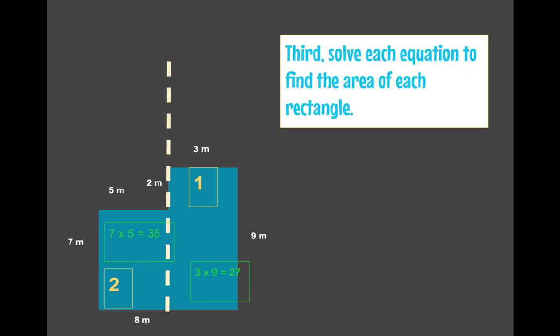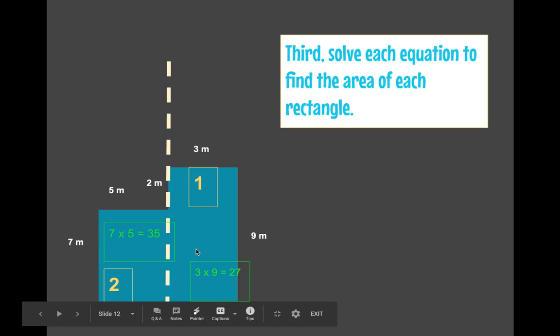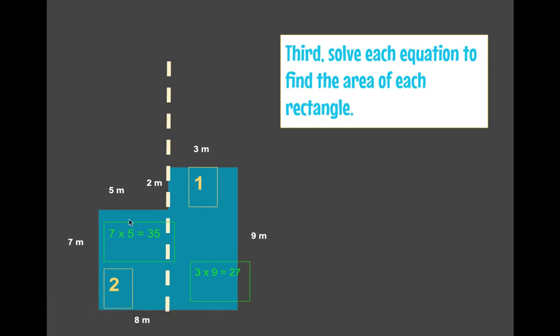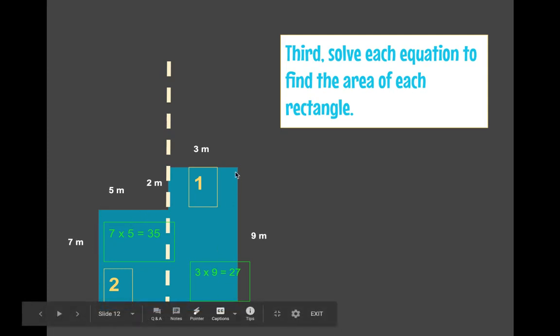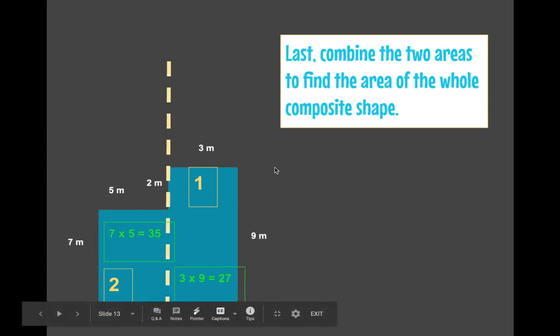7 times 5, you could skip count that one if you wanted to, is 35, and then 9s, there's all sorts of tricks for multiplying by 9s. Some of you might have them memorized by now, but it would be 3 times 9. 3 times 9 would be 27. So we now have 2 areas, 27 square meters for figure 1 and 35 square meters for figure 2. But since we're trying to find the area of the entire figure, we're going to add those together.